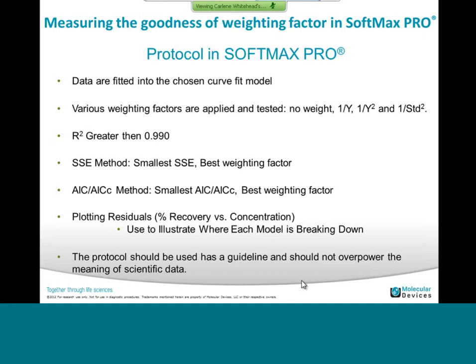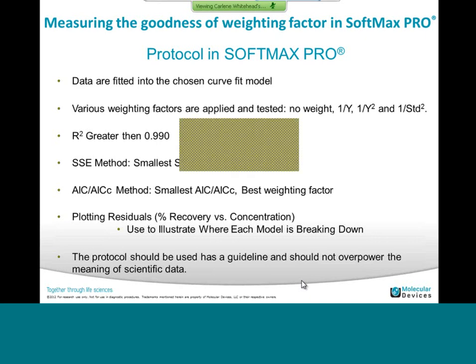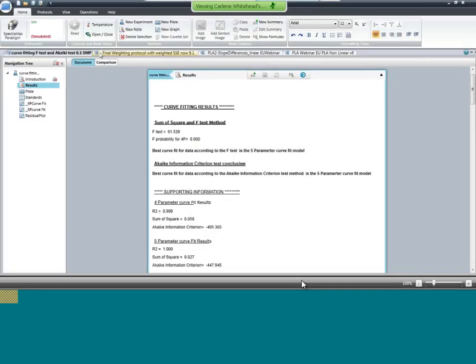The first thing is to choose a curve fit model, because that's the first step in your data analysis. This protocol once again uses the R-square, the sum of square error, and the AIC method to determine which weighting factor is best. The best weighting factor will be the one that gives you the smallest sum of square error or the smallest AIC. We are also plotting residuals to illustrate where each model is breaking down. Let me show you how it is done in SoftMax Pro.